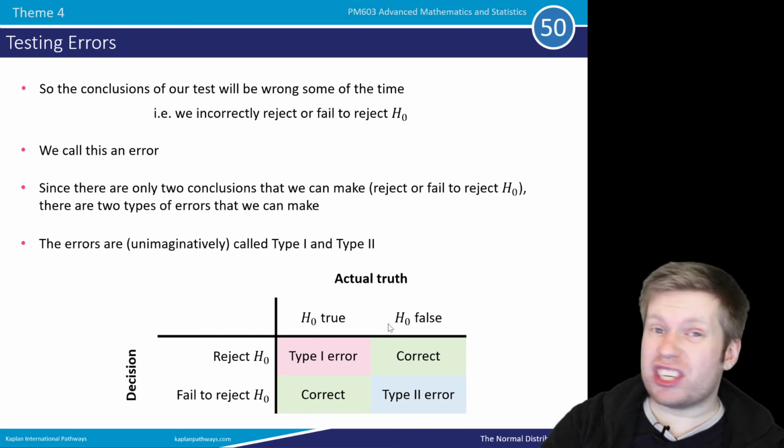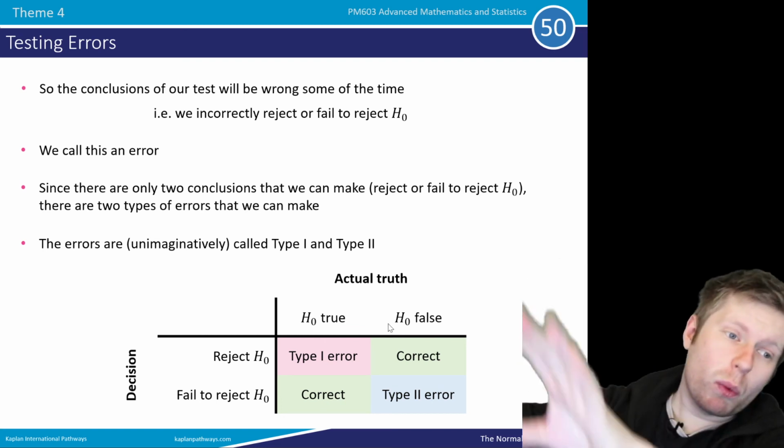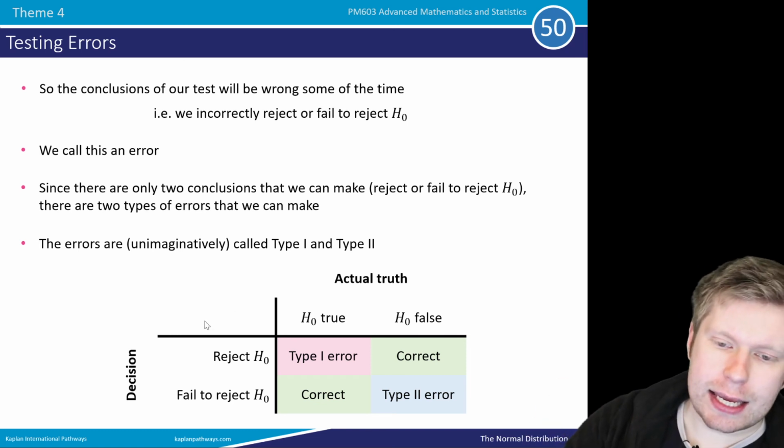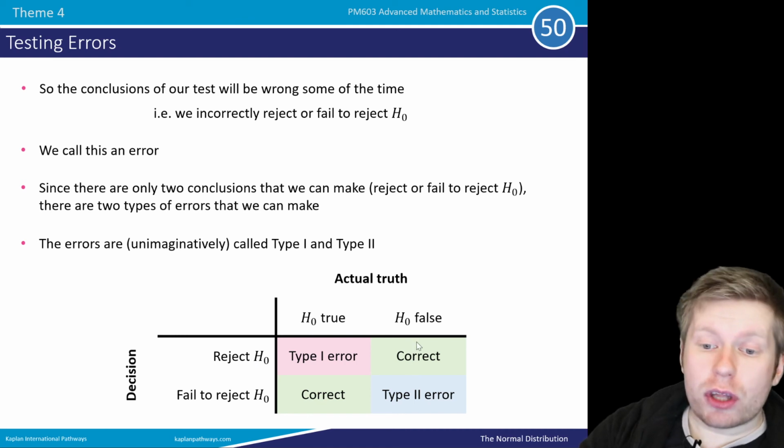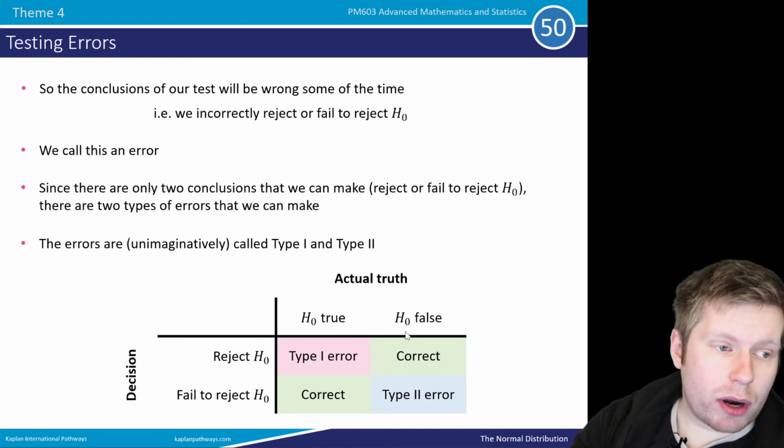But remember that the null hypothesis could be true or it could be false, okay? That's what we don't know at the moment. That's what we're trying to test, okay? So in other words, if we reject the null hypothesis, and if the null hypothesis is actually false, that's a correct outcome, okay?